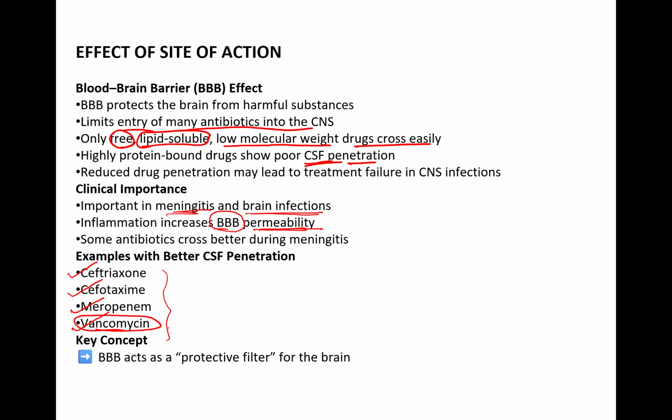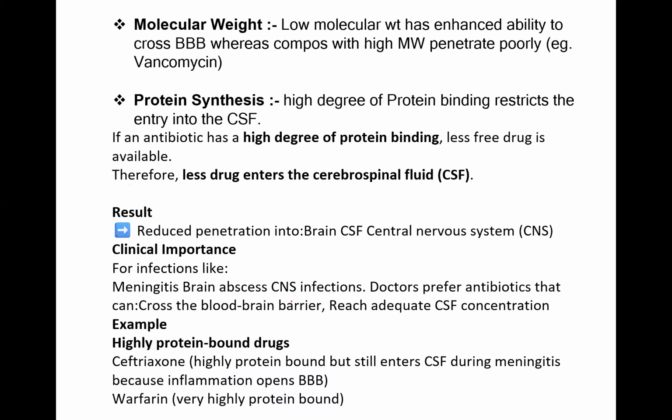Key concept: the blood-brain barrier acts as a protective filter for the brain. Of course, yes, it protects the brain from, for example, hepatic encephalopathy. The blood-brain barrier is not allowing ammonia to cross, right? Now, molecular weight. As I said, a low molecular weight drug has enhanced ability to cross the blood-brain barrier, whereas compounds with a high molecular weight penetrate poorly. For example, vancomycin can easily go through.